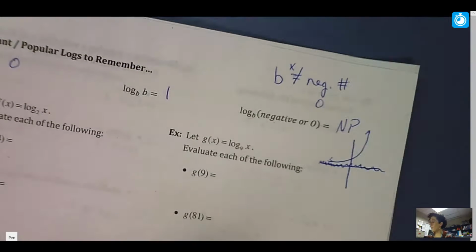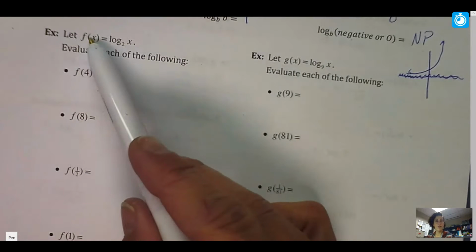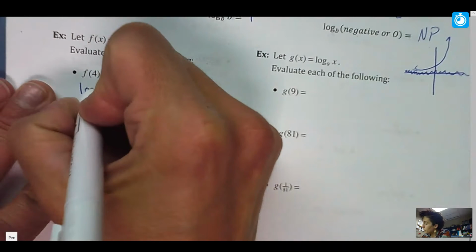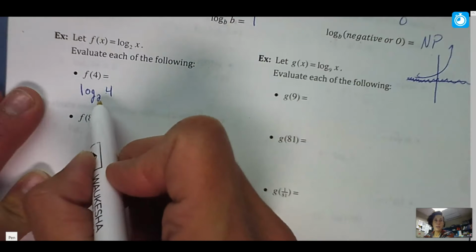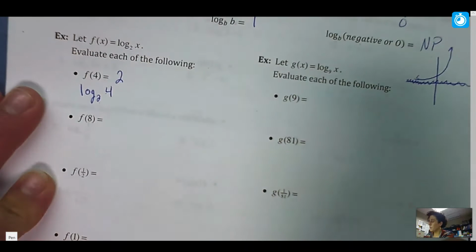So let's just try a few of these random problems here. So what would happen if you had the function f of x, and I asked you to put 4 in here? So just putting that. So if you don't know what this is, you ask yourself 2 to the what power makes 4, and that's worth 2.